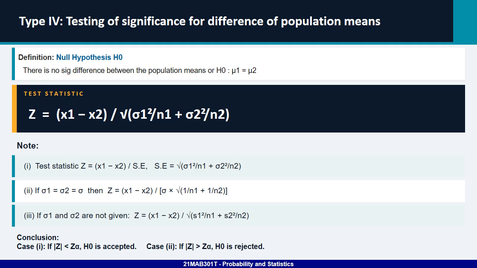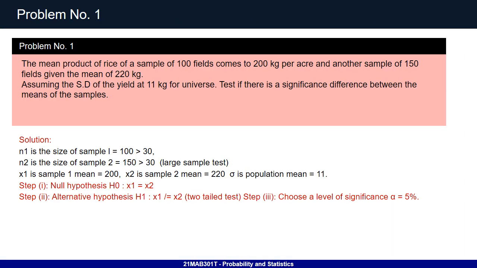And next, obviously, the conclusion is going to be accepting H naught if mod of Z is less than Z alpha, and we reject H naught if mod of Z is greater than Z alpha. So now we can move on to the problems.